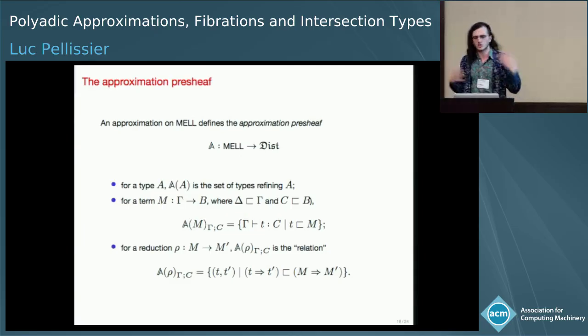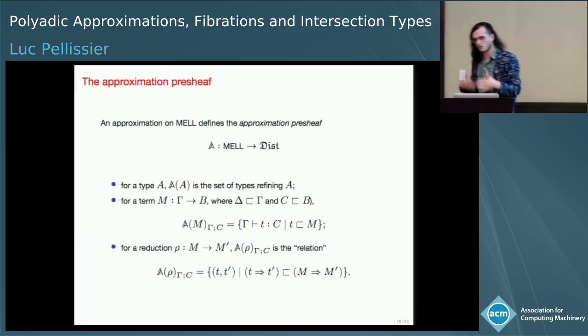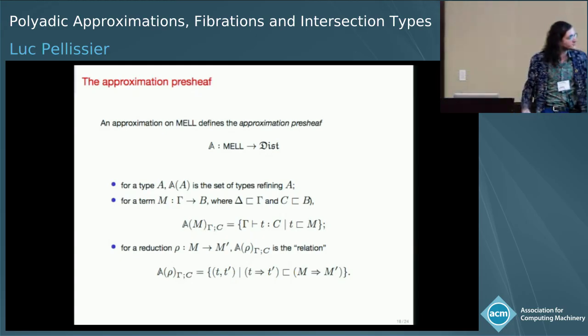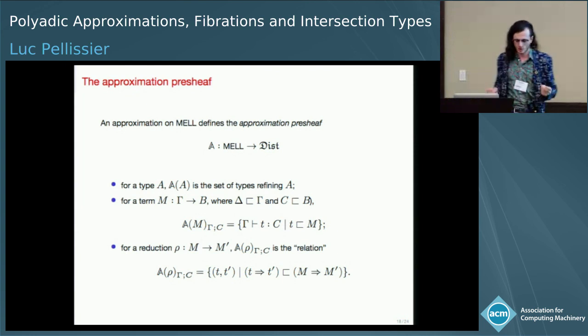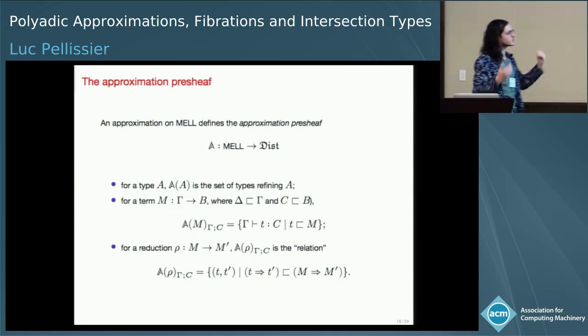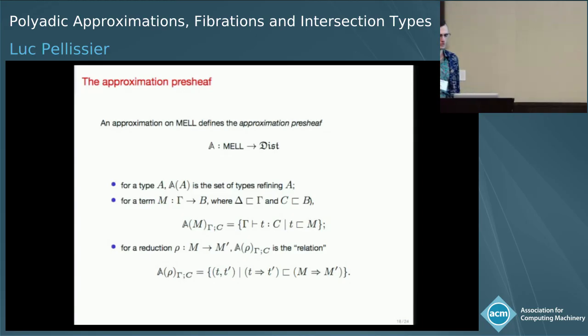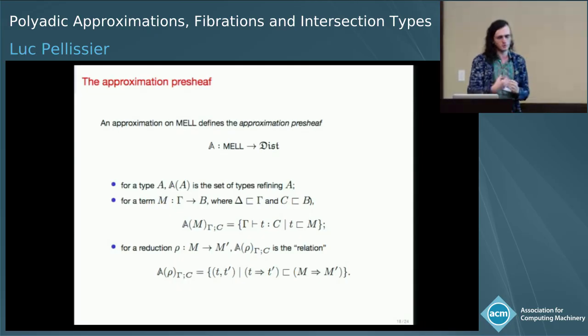Once we have chosen to be linear or not, it is fairly easy to see that the system we gave defined an approximation presheaf, which is just another way of speaking about approximations. The main thing to understand is the second rule, the second bullet, which is that we associate to a term its set of approximations, parameterized by the types, but just really something simple. And also we associate to every reduction the relation of terms and its reducts that follow the reduction.